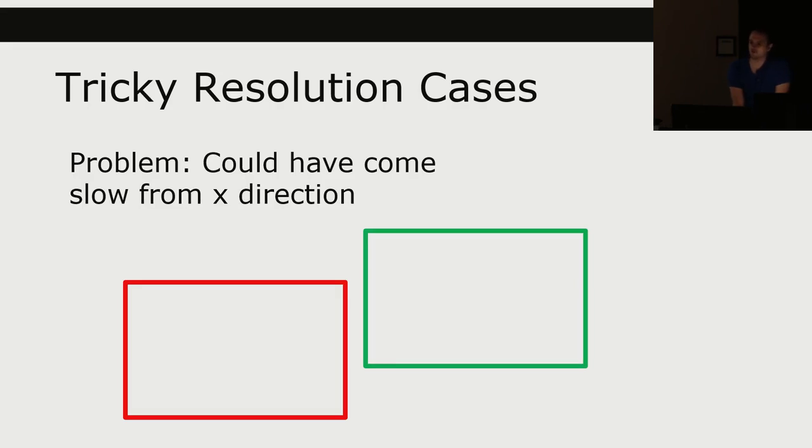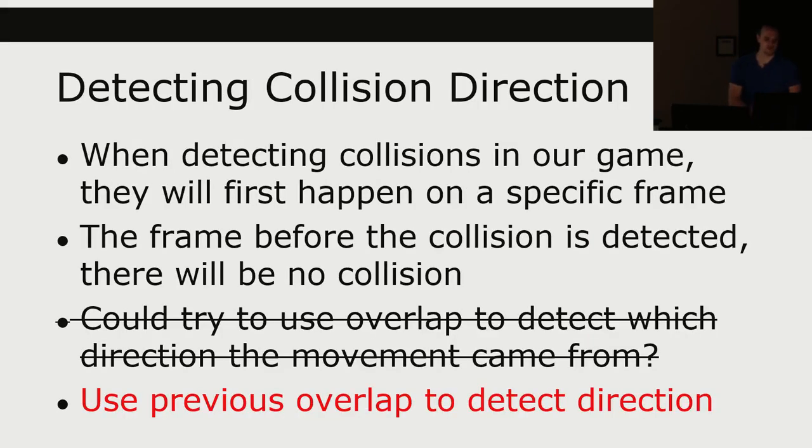So what we can do is incorporate some information from the previous frame to detect where it was coming from. So we can't just use the overlap to detect which direction it came from. We've got to use some other information. And so it's what I'm going to call the previous overlap. At any given time, we're going to store the overlap on this frame, and we're also going to look at the overlap from the previous frame.